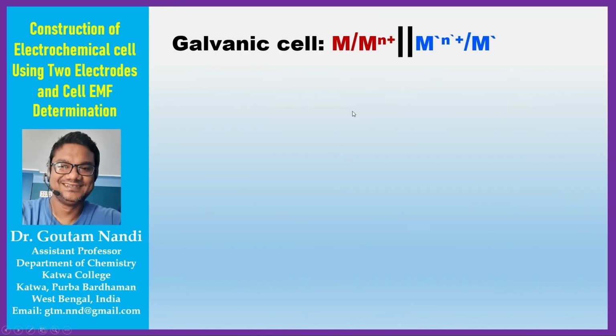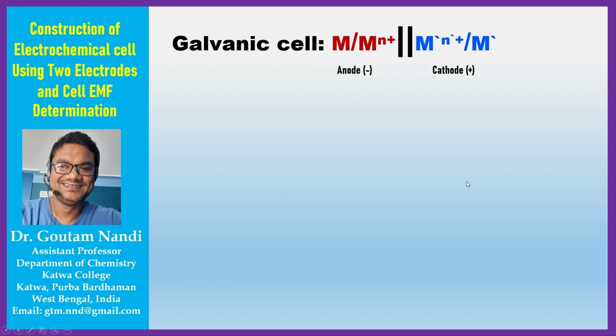This is the general representation of a galvanic cell. First the metal and then its corresponding metal ion, then the salt bridge, then another metal ion and its corresponding metal. The electrode on the left hand side is called the anode, which is negatively charged, and the electrode on the right hand side is called the cathode, which is positively charged.